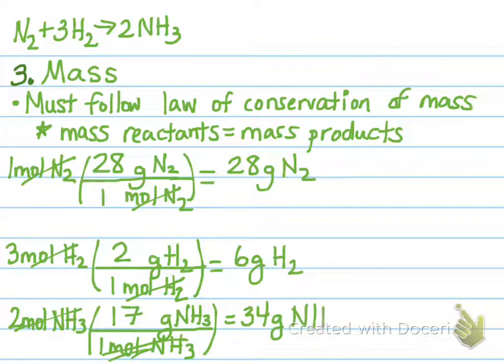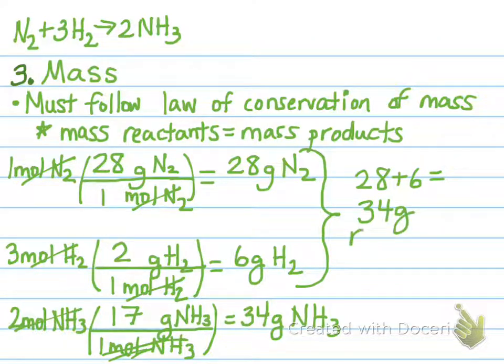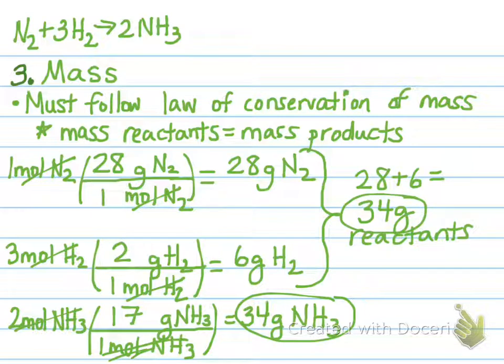Now, according to the law of conservation of mass, the mass of my reactants should equal the mass of my product. 28 plus 6 equals 34 grams of my reactants. And I only have 1 product, and I have 34 grams. So I proved the law of conservation of mass here. So on your homework at some point, you have some questions like this, and this is the type of work that you should show for it.